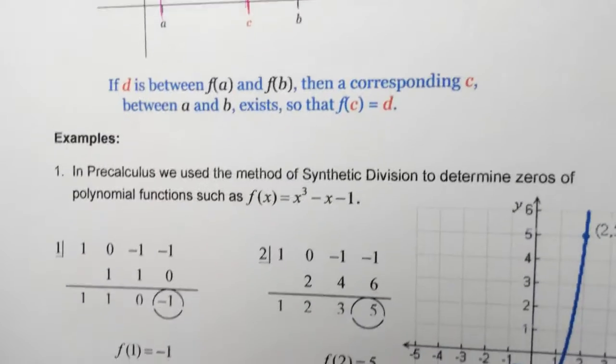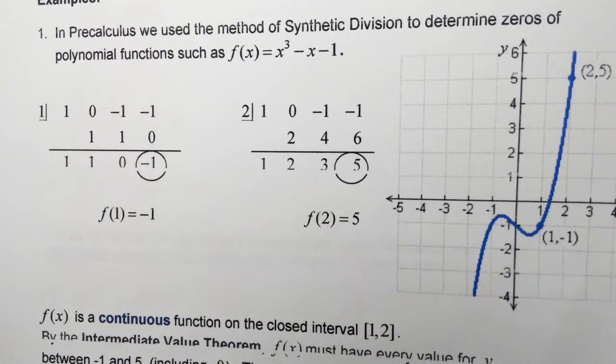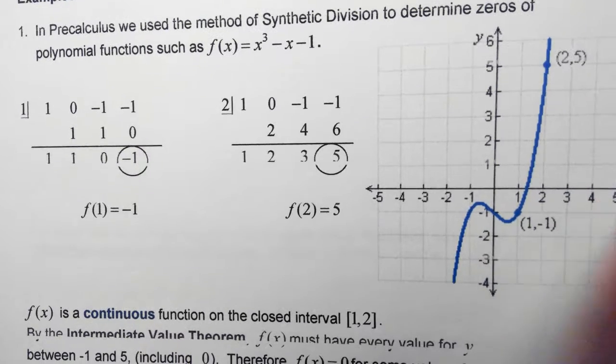Let's look at some examples. In pre-calculus, you use the method of synthetic division to determine zeros of a polynomial function, such as f of x equals x cubed minus x minus 1, which is graphed on the right.